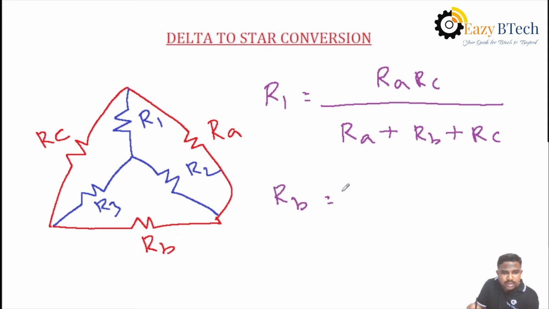Then similarly, what are the side values for R2, to find out the R2 value? The side values are RA and RB.